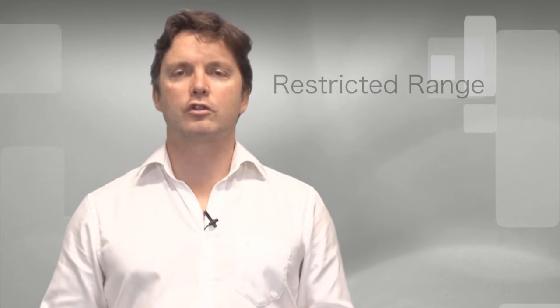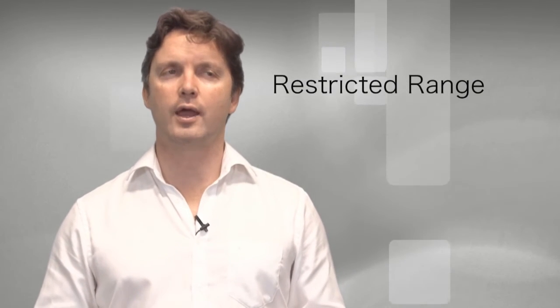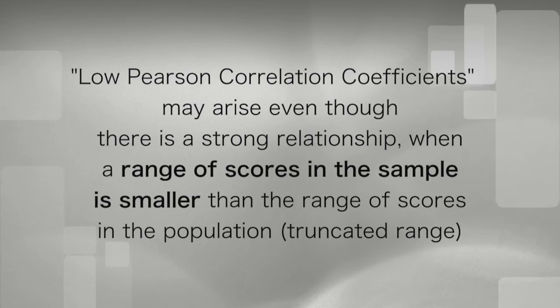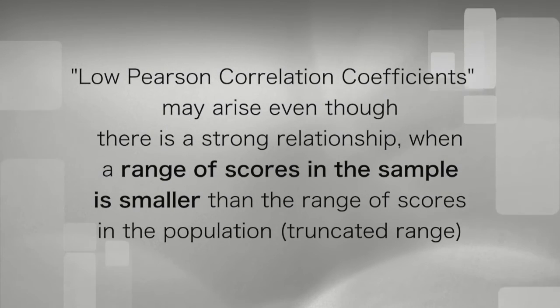Another assumption is restricted range. So we also have to be careful we don't have restricted range, as this could be misleading. Low Pearson correlation coefficients may arise even though there's a strong relationship when the range of scores in the sample is much smaller than the range of scores in the population. So in other words, it has a truncated range.